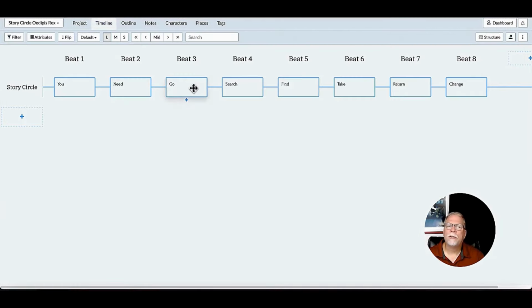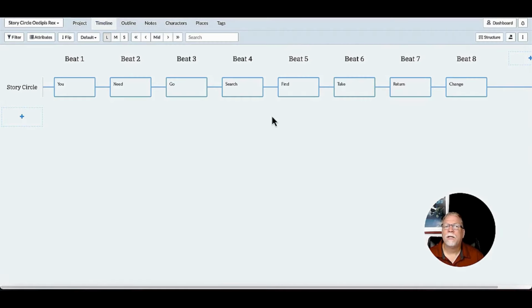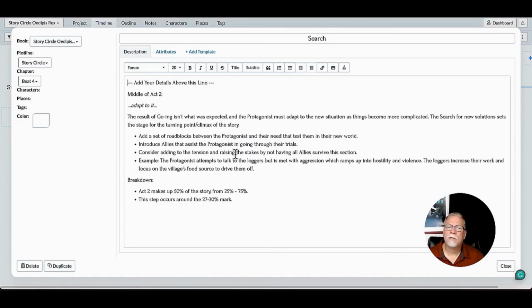This brings us to Act 2, the confrontation. The hero is now in motion, and we see the core conflict of the story revealed. The tension and stakes increase as we discover that while they're uncomfortable in their new role and the new world, our hero is adapting, even if things are not going super well or according to plan, which often at this point, they're not. That leads us to search.